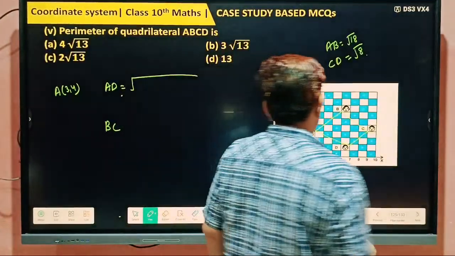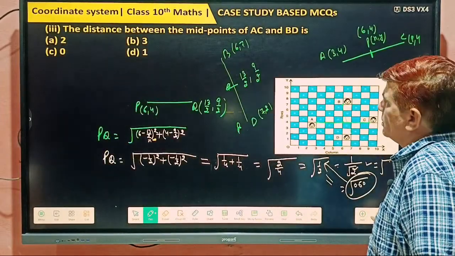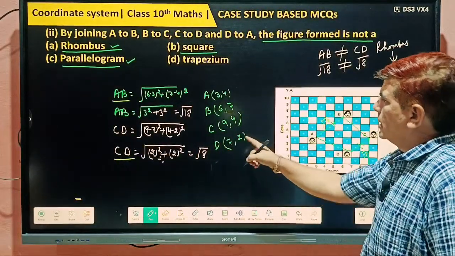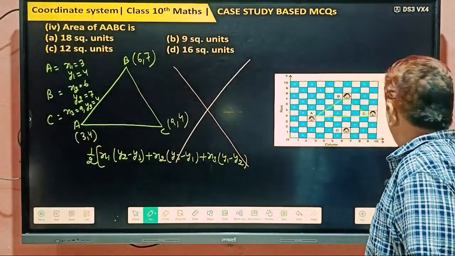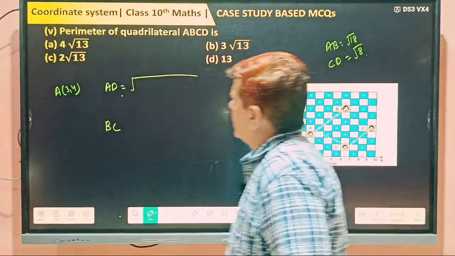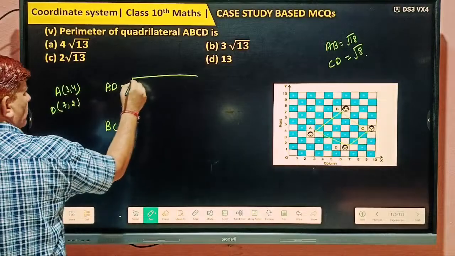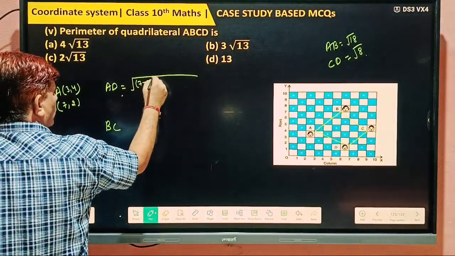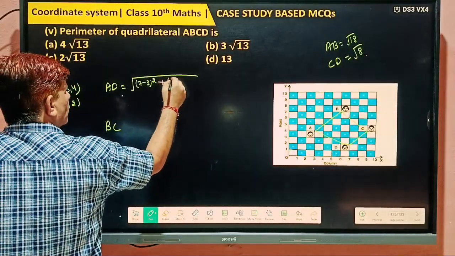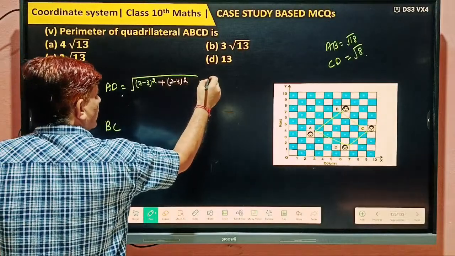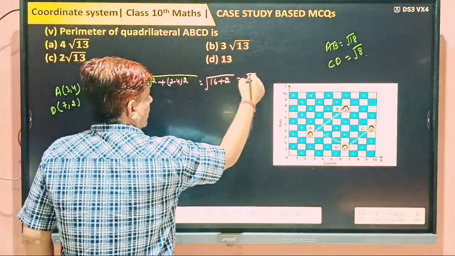D coordinates are given, but I can again take help from that previous portion. D is 7, 2. So how much? 7 minus 3 whole square plus 2 minus 4 whole square. So this is equal to 4 square, 16, plus 4. How much? Under root 18.